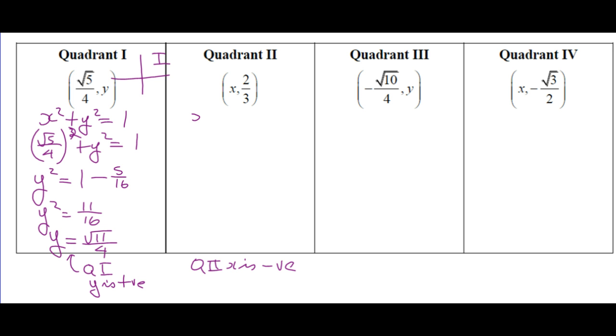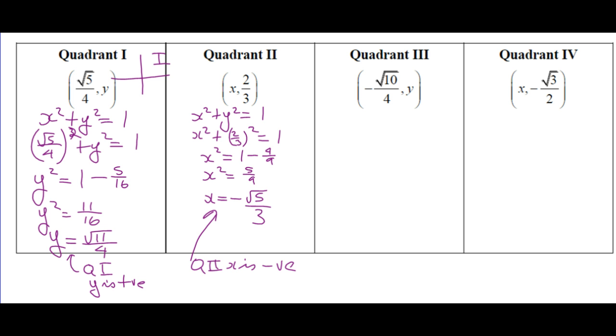All right, so same deal, right? X squared plus y squared is equal to r squared. R is 1, so it's just 1. X squared plus 2/3 squared is equal to 1. X squared is equal to 1 minus 4/9. Right, you're squaring 2/3. So x squared is equal to 5/9, and x is equal to negative root 5 over 3. Why? Because in quadrant 2, the x value is negative.